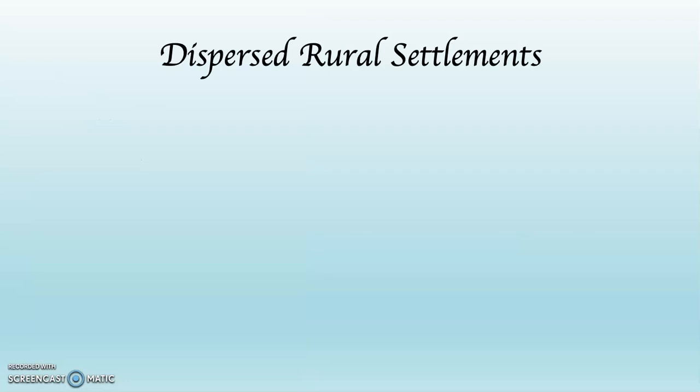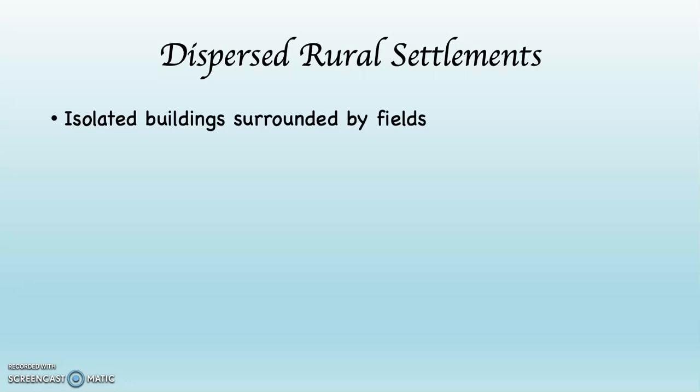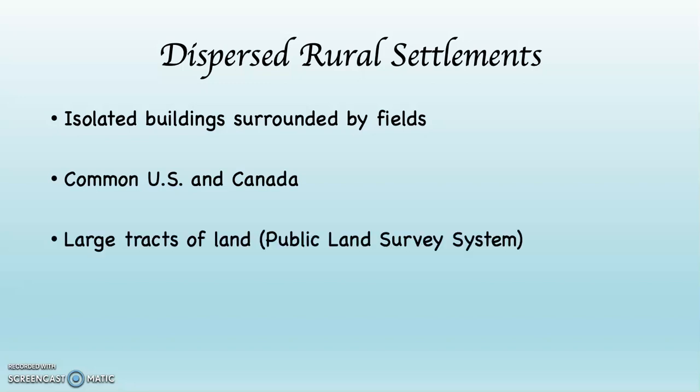With dispersed rural settlements, what we have is isolated farm buildings surrounded by fields. So those isolated buildings surrounded by fields means that you don't have immediate neighbors. This is common in the United States and Canada, especially the western part of both of these countries. Remember, there were large tracts of land that were handed out to people after, of course, the indigenous people were moved out. We're not going to forget that part.